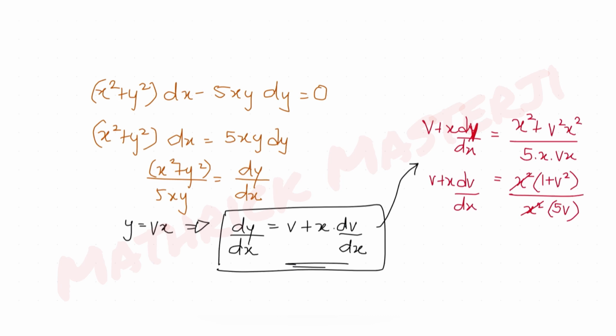Now if I solve it further, I get x dv/dx equals (1 + v²) over 5v minus v. To make the denominator the same, I multiply both sides by 5v. So I get x dv/dx equal to 1 + v². But let's write that.